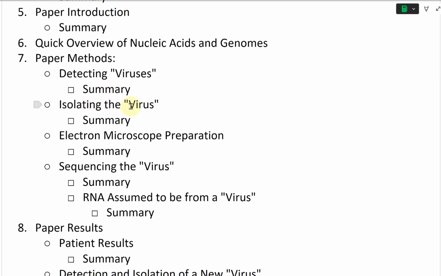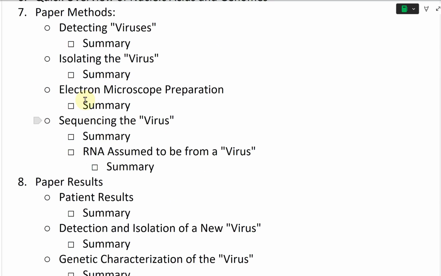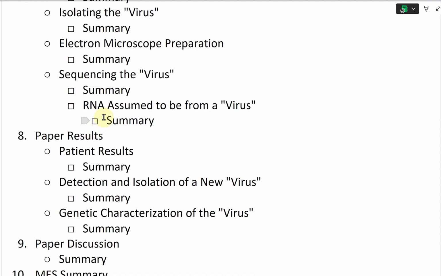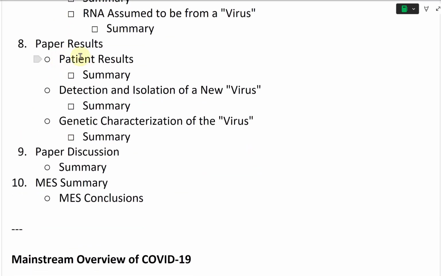Then isolating the "virus," and then a summary. Then the electron microscope preparation, and the summary for that. Then sequencing the "virus" and summary. And then RNA assumed to be from a virus or a "virus," summary. For paper results, we're going to look at patient results, summary, detection and isolation of a new "virus," summary, and then genetic characterization of the "virus," and a summary.